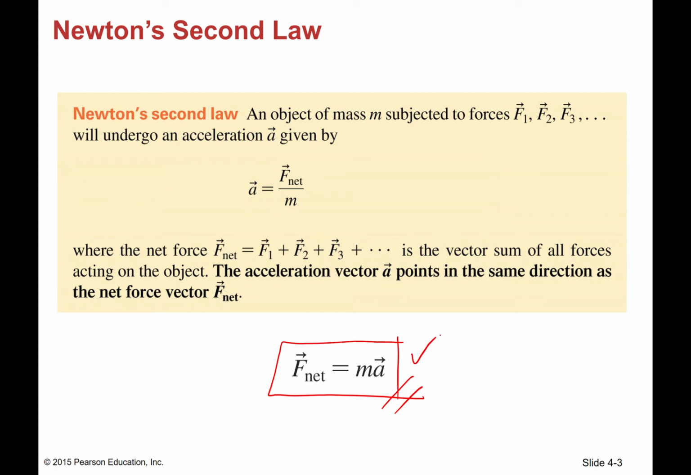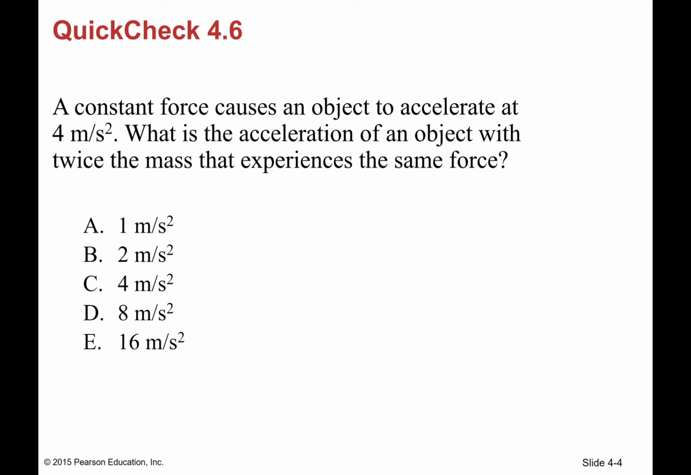So now we can use this to predict the motion of many objects if we know the forces acting on the object. For instance, here we have a problem. We have a constant force that is causing an object to accelerate at 4 meters per second squared. What is the acceleration of an object with twice the mass that experiences the same force? Take a minute to answer this question and then we'll look at the answer.